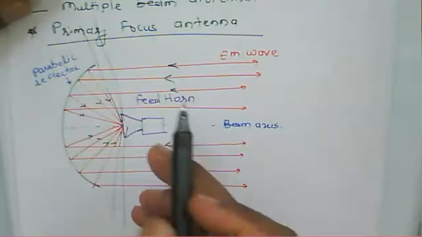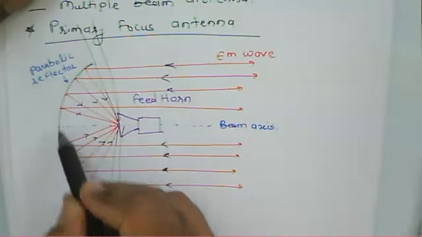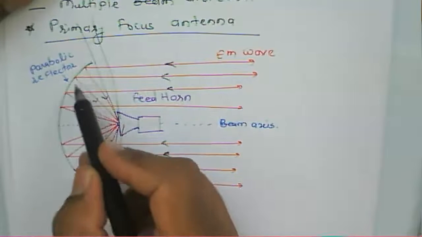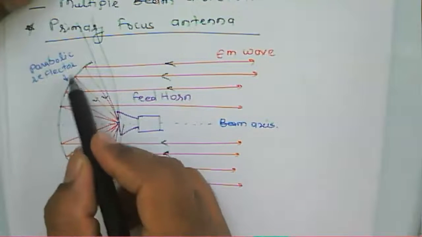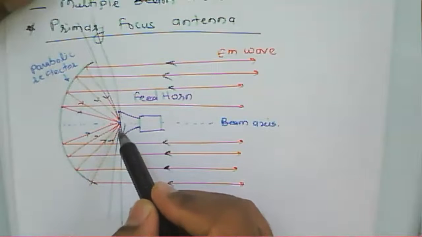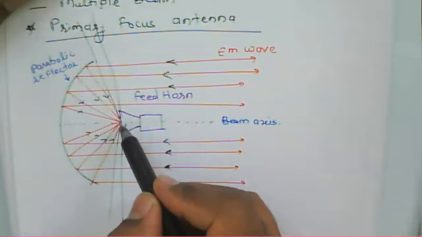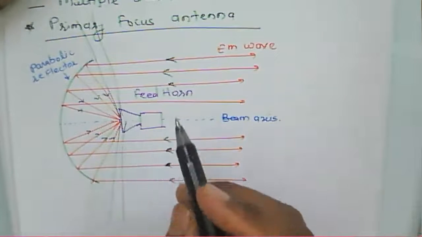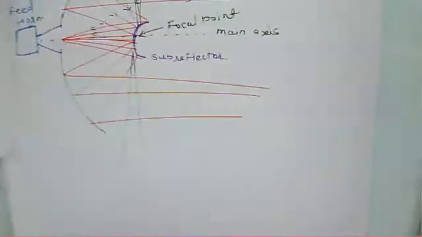When we use it as a receiver, the incoming signal from space is incident on this reflector, then it is reflected from this reflector to one particular focal point. So all the incoming rays are collected there, and that collection takes place in the horn itself. So that is the prime focus antenna that we have seen.